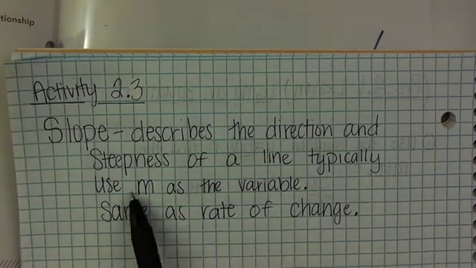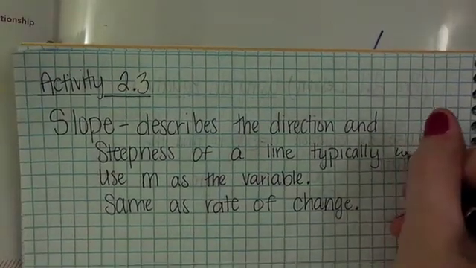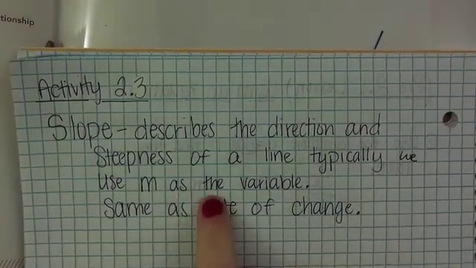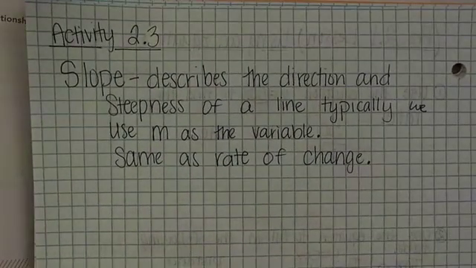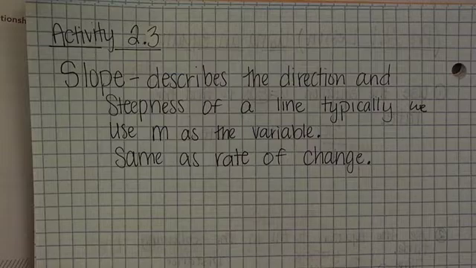Typically we use m as the variable. And it is the same thing as rate of change. So you're going to constantly hear us talk about slope, rate of change, all of that. They're the same thing. So slope and rate of change, they're the same.